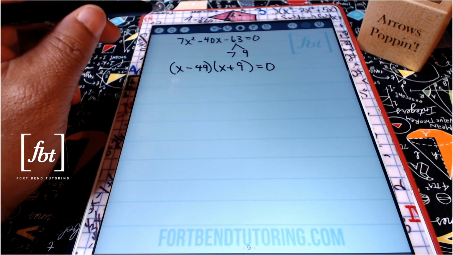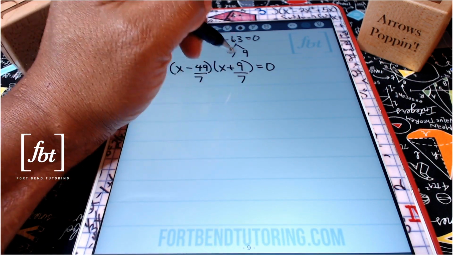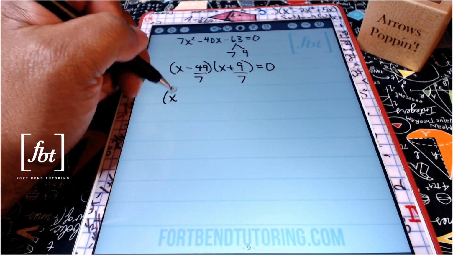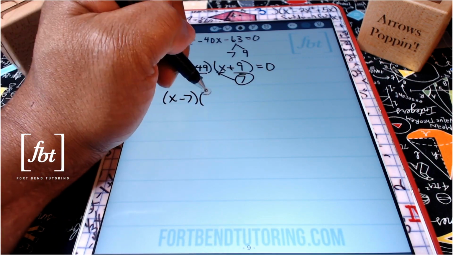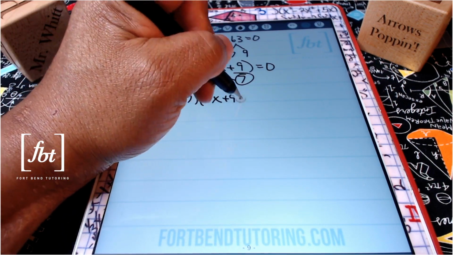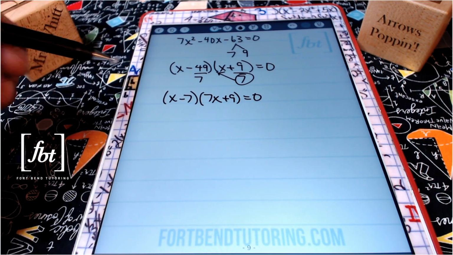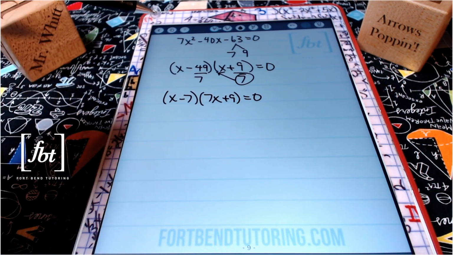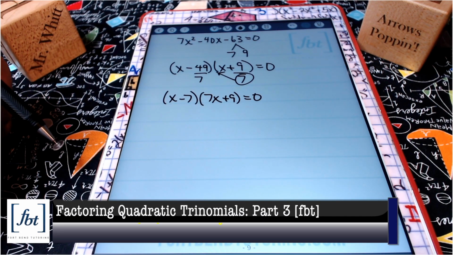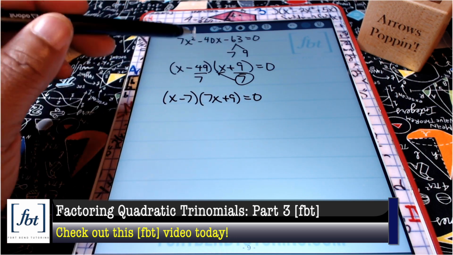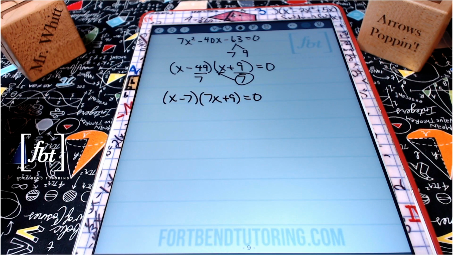From here, because the leading coefficient was 7, I'm going to divide both of these values by 7 and then simplify. This gives me x minus 7 times any remaining denominators going in front of the variable, 7x plus 9 equals 0. And now we have this trinomial completely factored. If you want to see more examples using this technique, check out our Factoring Quadratic Trinomials Part 3 video, where I go over how to tackle problems that have a master product that's over 100. All right, scary business, right?